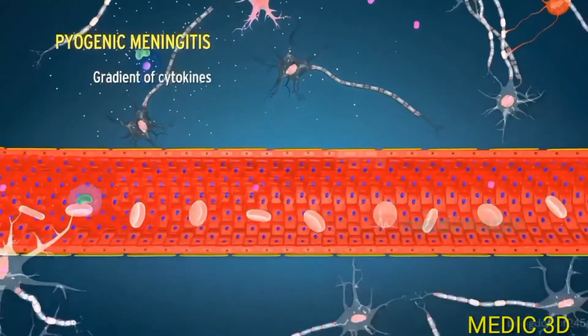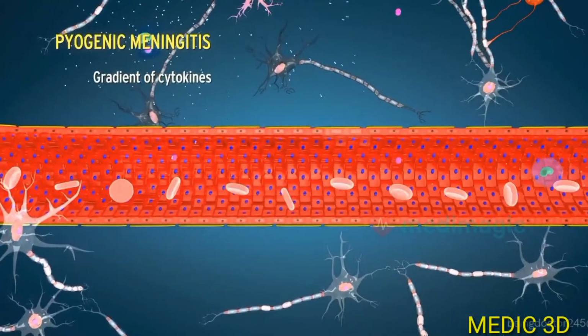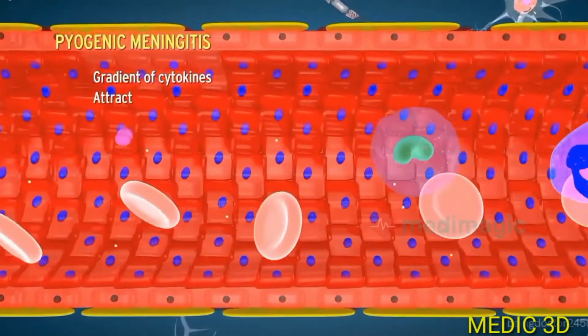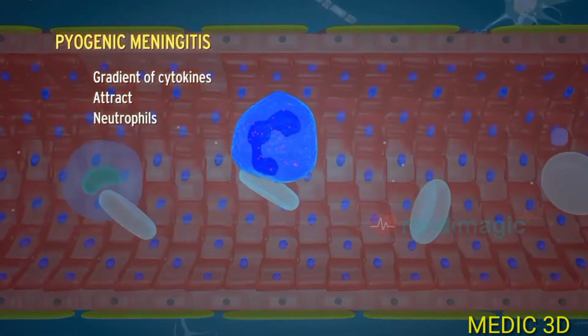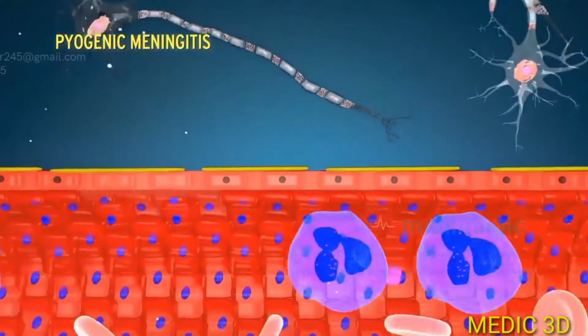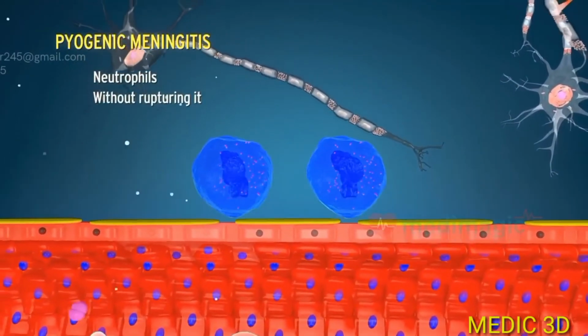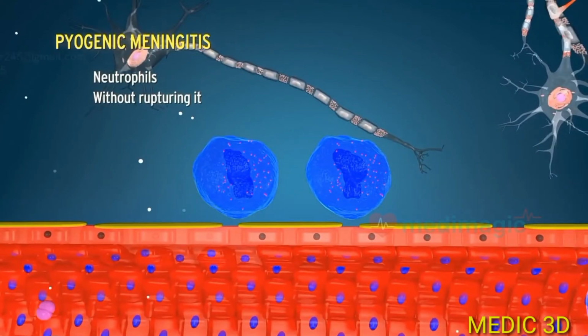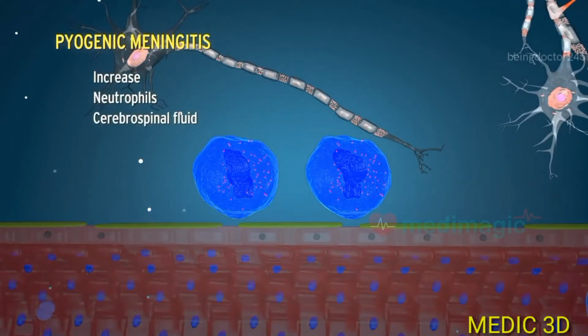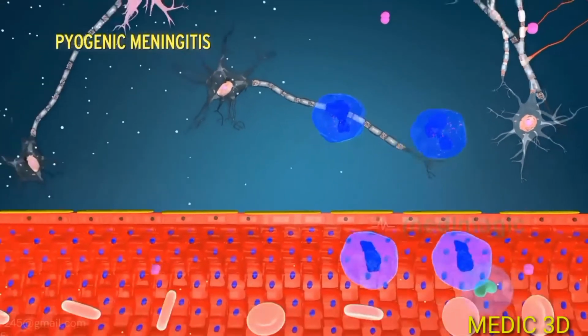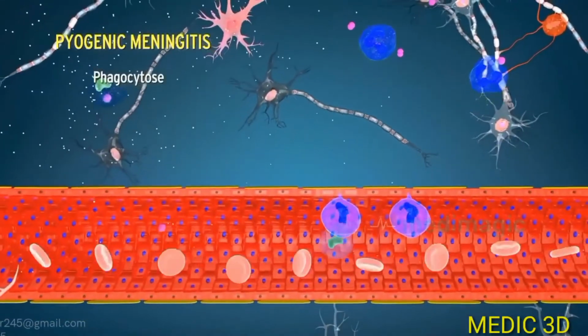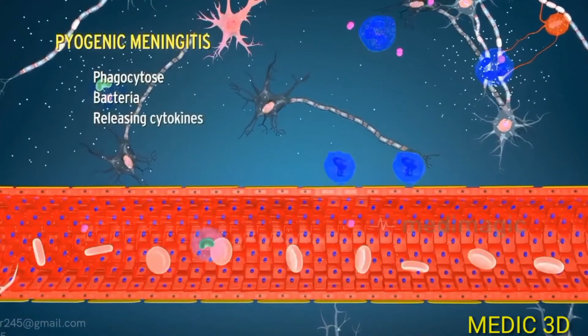This gradient of cytokines attracts the neutrophils in the blood to enter the CNS. The neutrophils pass through the wall of the blood vessel without rupturing it. This process is called diapedesis. The increase in the count of neutrophils in the cerebrospinal fluid is known as pleocytosis. These neutrophils also proceed to phagocytose some bacteria, releasing more cytokines.